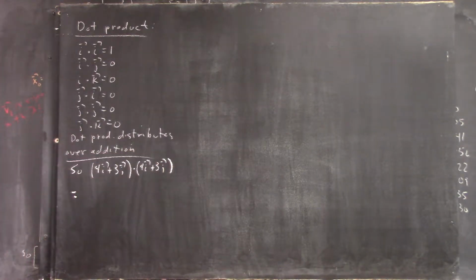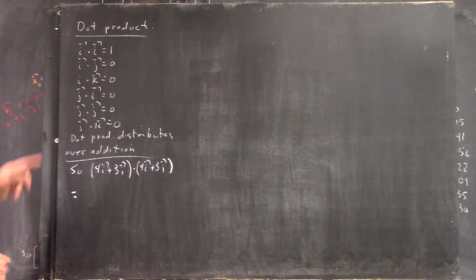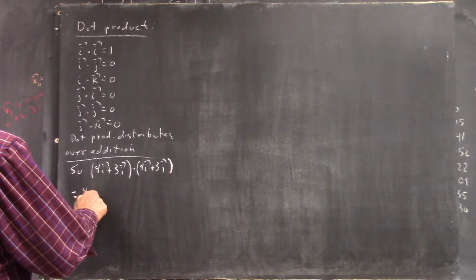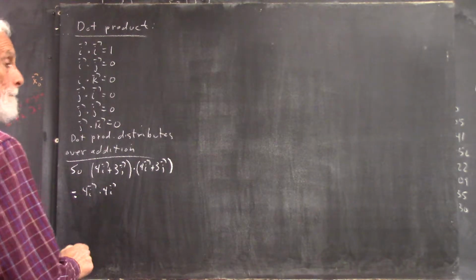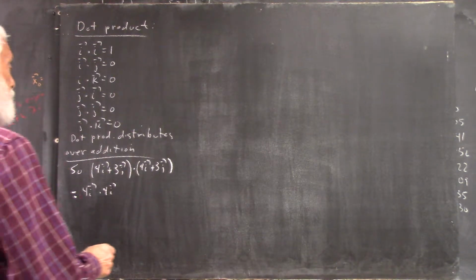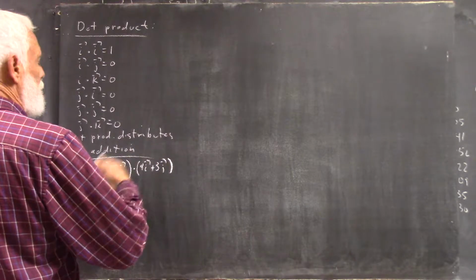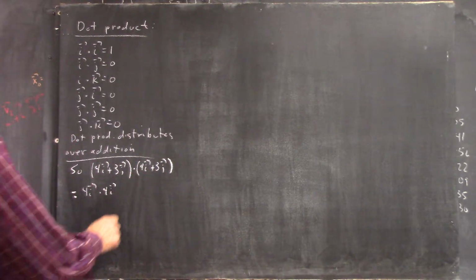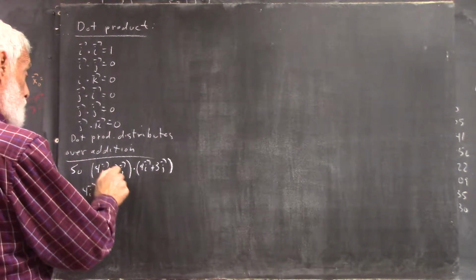So, (4i + 3j) dot (4i + 3j), by the distributive property, means you've got 4i dotted with 4i. Okay? And I say over addition also, well, we're going to regard it as implicit. What am I going to write next? All right, plus.